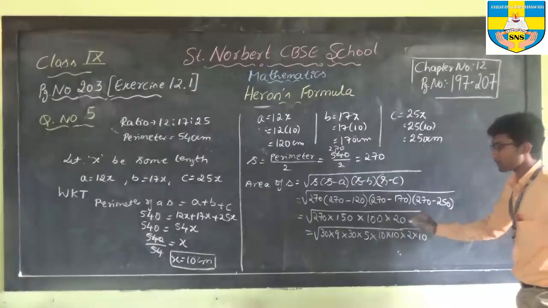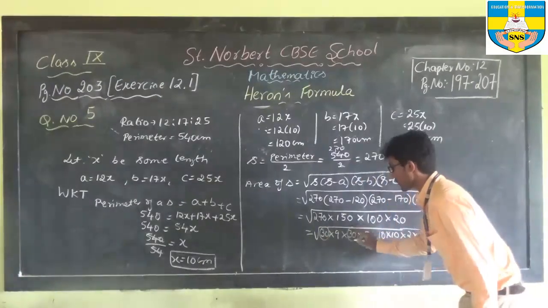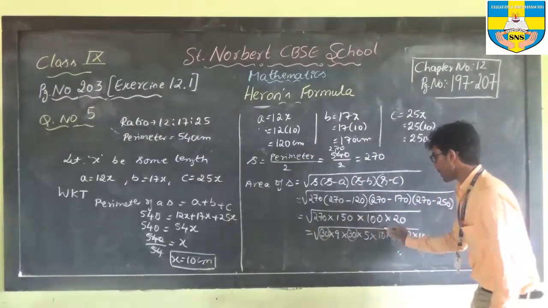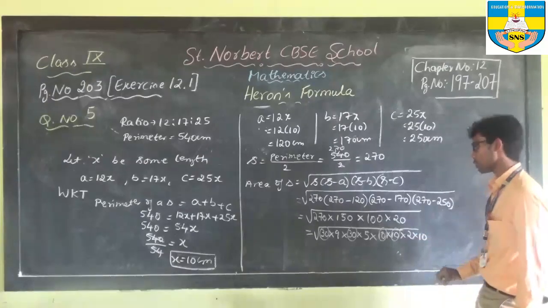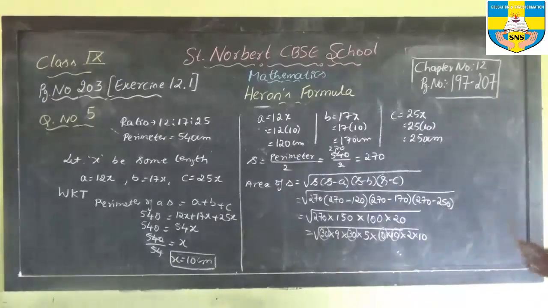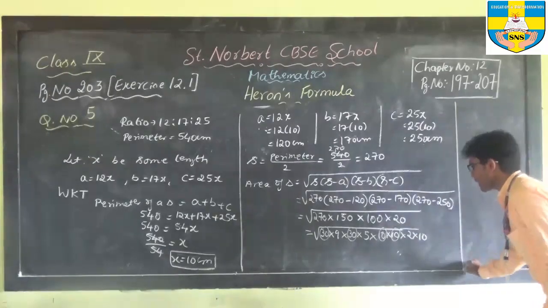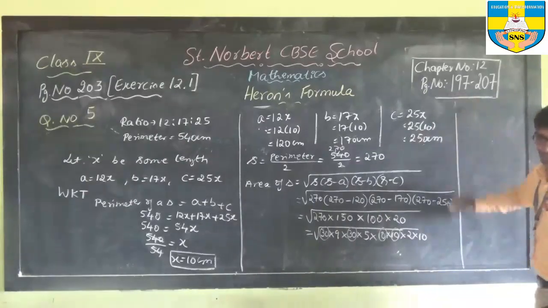Can you make groups of numbers? 30 into 30 is one group. 10 into 10, another group. Do you have any other group? No, only this. Then let us try to calculate here.